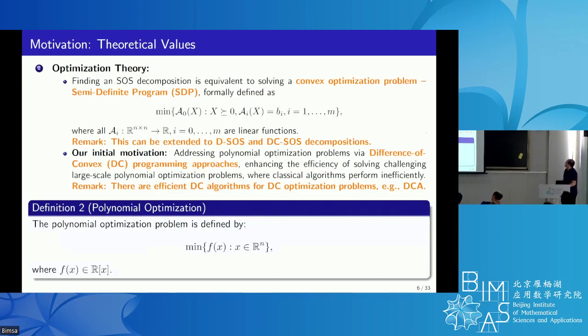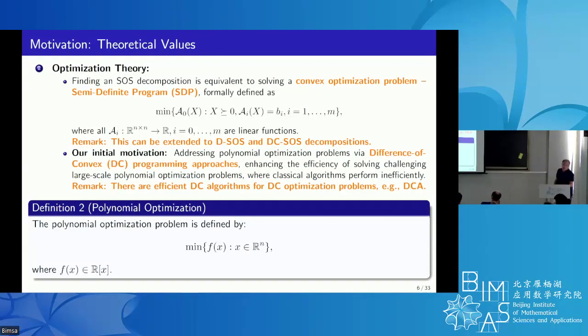So the second theoretical value is about the optimization theory. An interesting question about the sum square decomposition is that if you want to check a polynomial is sum square, it can be formulated as a particular structured convex optimization problem. It's called the semi-definite program, formally defined in this way. And if the problem has a solution, then the polynomial can be presented as sum square. So this is the fundamental result.